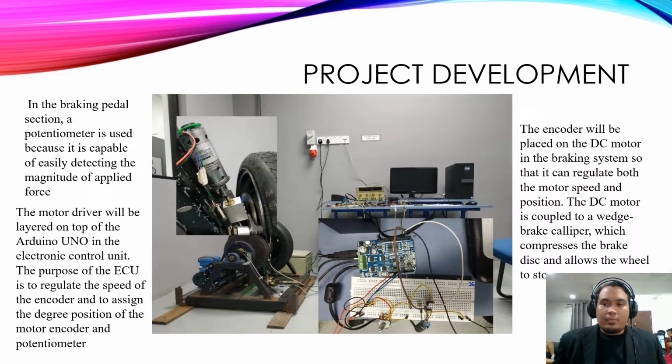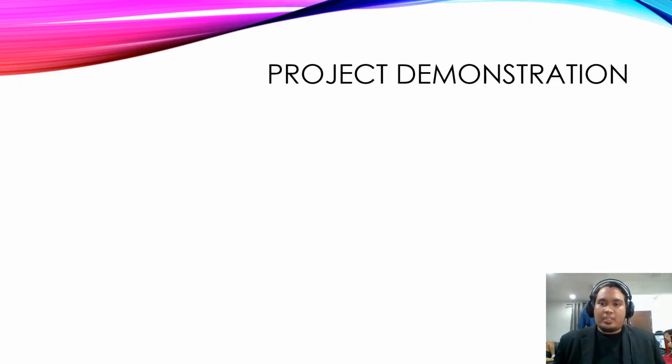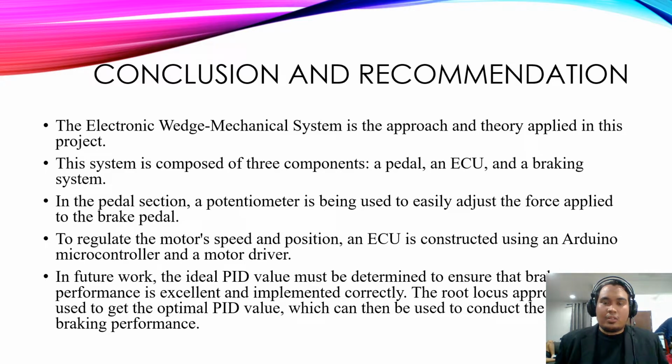The encoder will be placed on the DC motor in the braking system so that it can regulate both the motor speed and position. The DC motor is coupled to a wedge brake caliper which compresses the brake disc and allows the wheel to stop. Okay, for the project demonstration and the result, I will show at the end of the presentation.